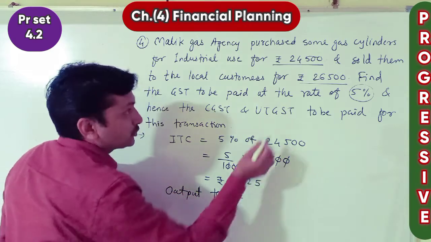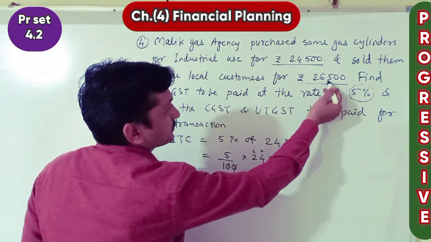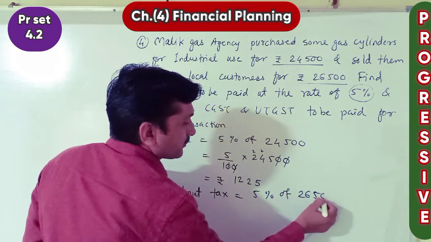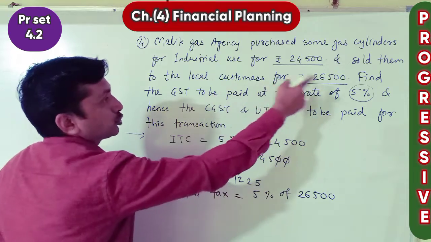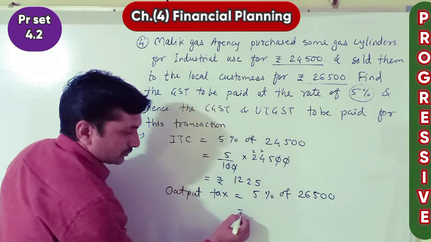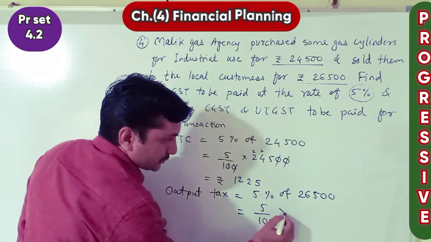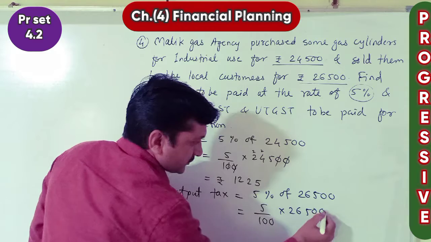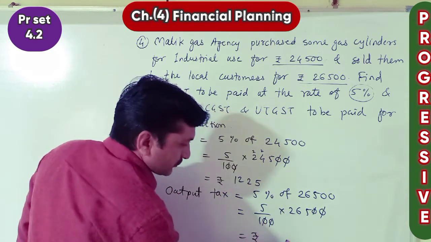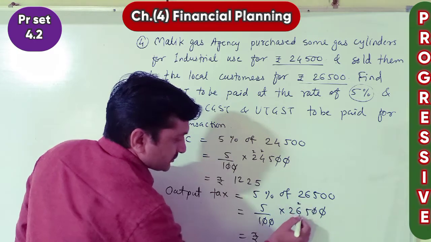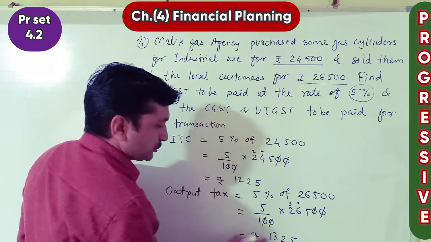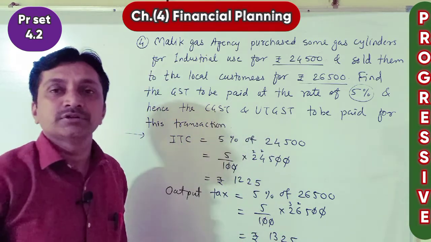Now output tax. Output tax is equal to 5% and this is sell. 5% of 26,500. This is sold to the local customer. This is sell. 5% is 5 upon 100 into 26,500. 2 zeros cancel, again here is equal to rupees. 5 5s are 25. 6 5s are 30, 32. 3, 10, 13. Output tax is equal to 1,325.